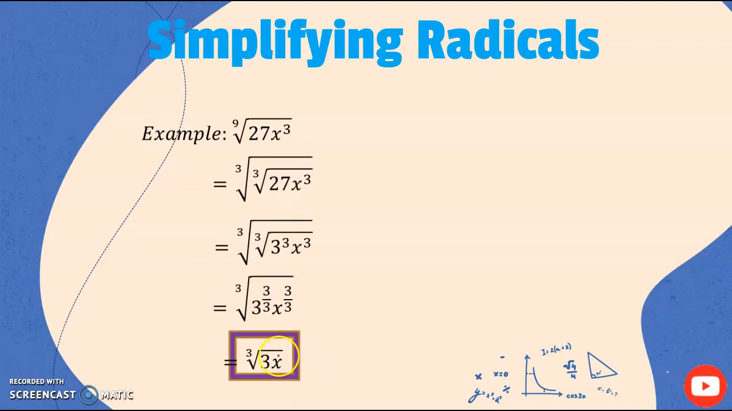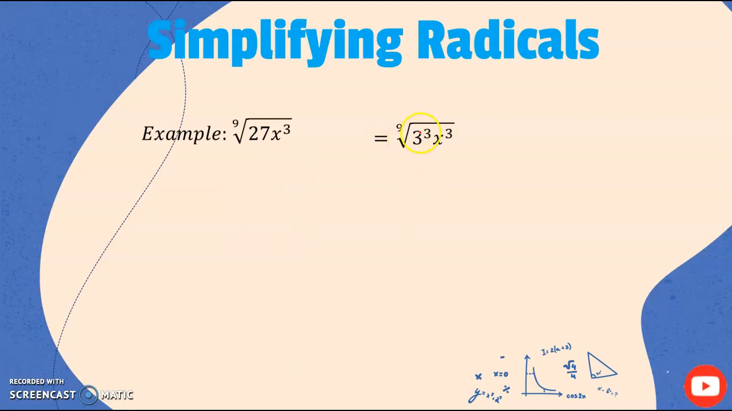Now if you don't like this type of solution, you can have this option: 9th root of 3 cubed x cubed. I just rewrite 27 as 3 cubed, and then you put this into rational exponent. The whole term must be put into rational exponent, and then we multiply the exponent: 3 over 9, x to the power 3 over 9. Then we simplify them. So this is 1/3 and this is 1/3 also.